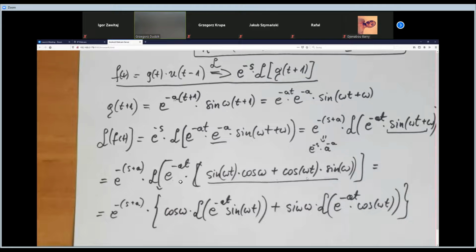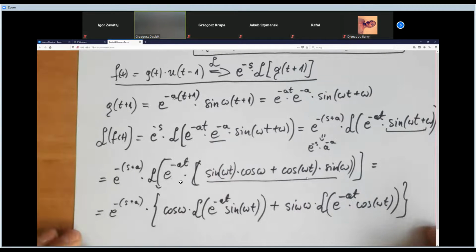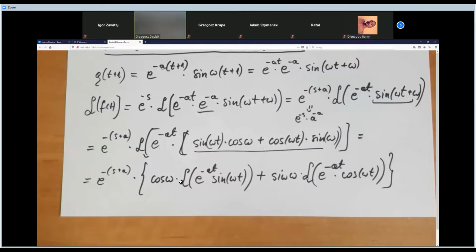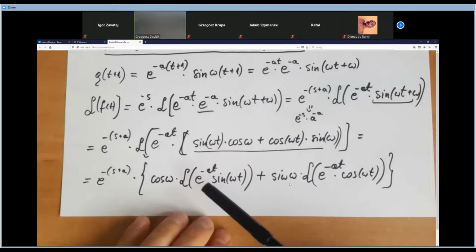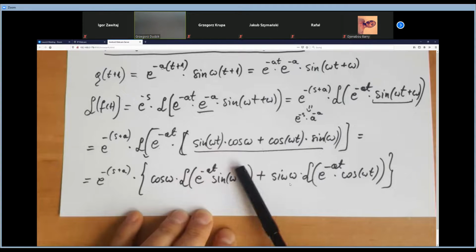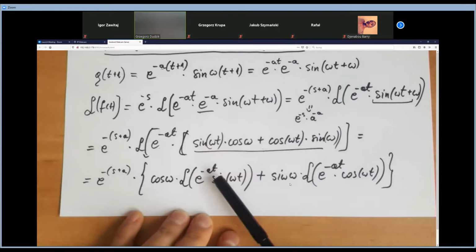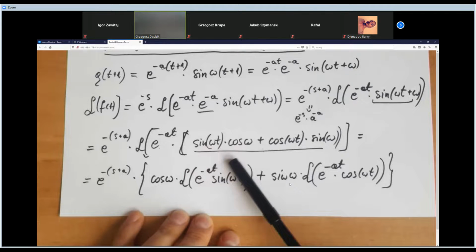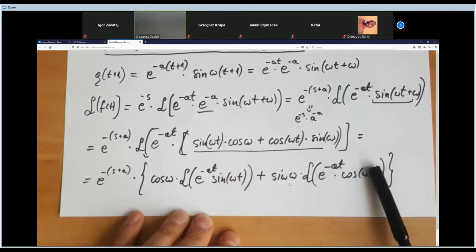Okay, so we've got it. Why is this table so important? Because look what we've got. This is the constant values. But here we've got the Laplace transform from these expressions, e to the power of minus at. We know what it is. The sine, we know what the Laplace transform is, and also for the cosine.